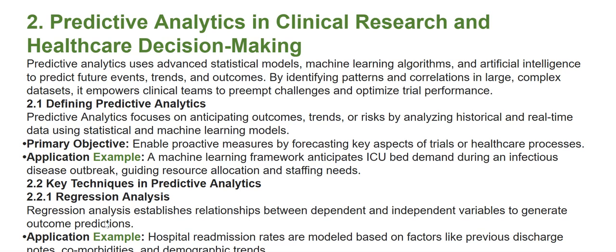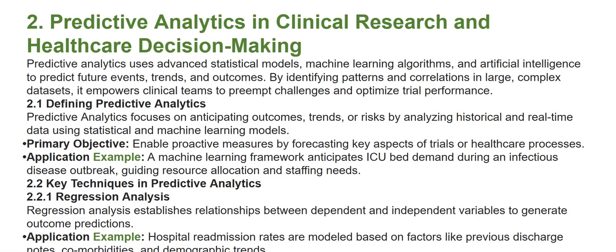Key techniques in predictive analytics: we have the regression analysis. Regression analysis establishes the relationships between dependent and independent variables to generate outcome predictions. For example, to clarify more, hospital readmission rates are modeled based on factors like previous discharge notes, comorbidities, and demographic trends.